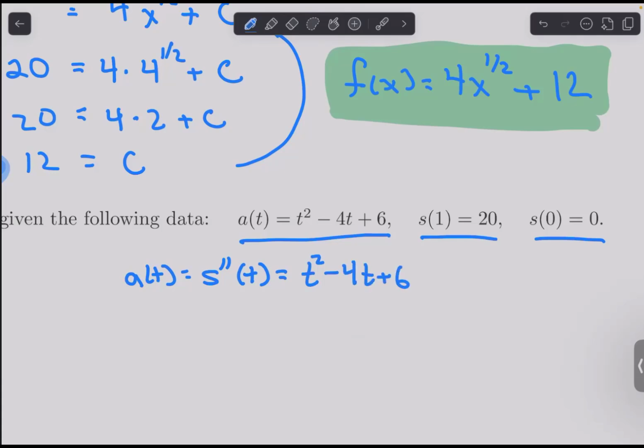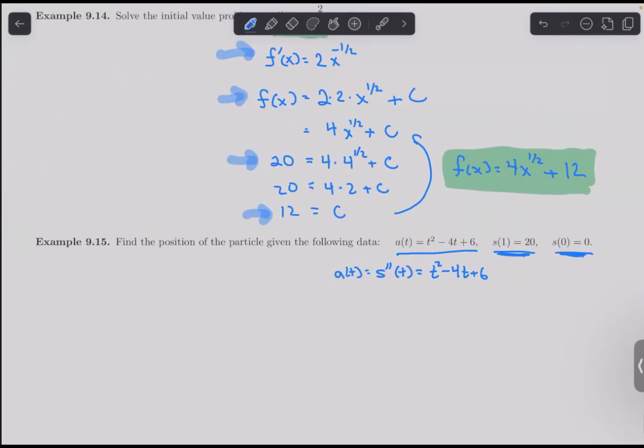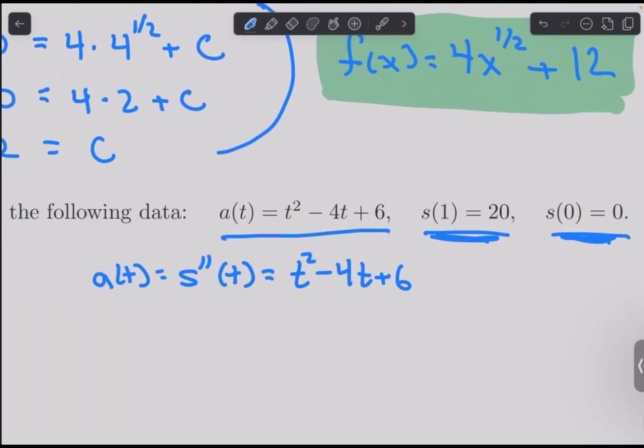And we are interested in position, right? We have information about positions here, and the problem says find the position of the particle given this data. So I'm actually going to want to take 2 antiderivatives. Each one will cancel out one of my derivatives, and that will give me back position. So let's go ahead and do this one together.